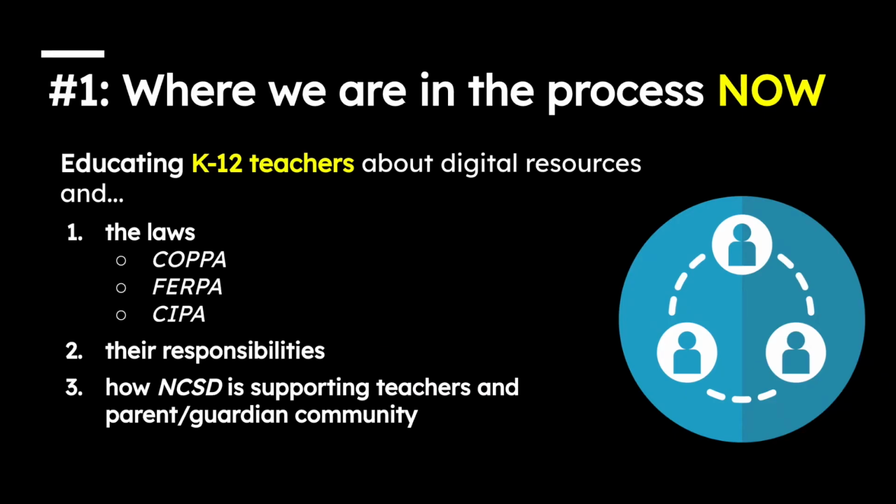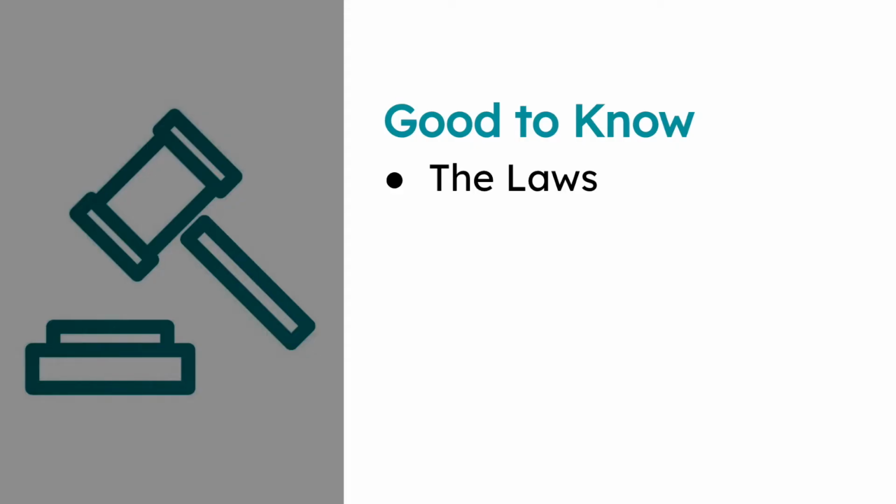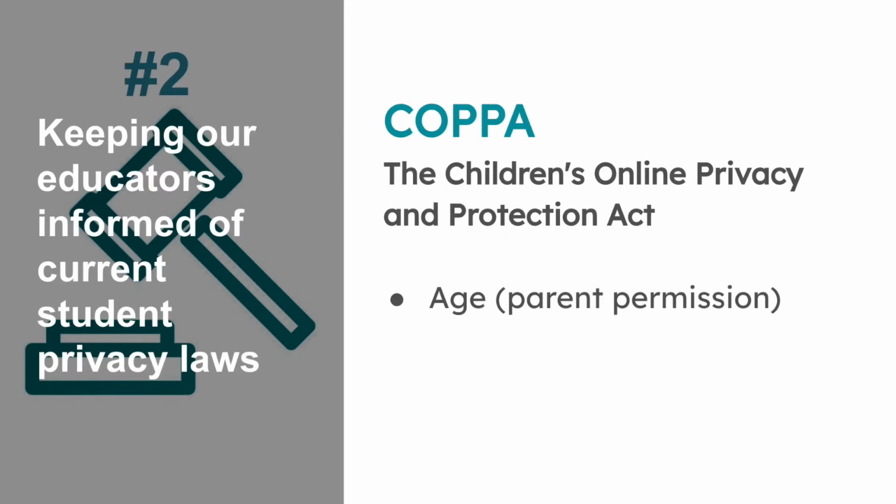This year we broadened our scope of educating and communicating about this topic to all of our K-12 teachers, as well as our parent guardian community. As you work with digital tools and communicate with parents or guardians, it is important to know and understand the laws. COPPA, also known as the Children's Online Privacy and Protection Act, is a law relating to how websites, applications, and other online operators collect data and personal information from students under the age of 13. This law can be found on the Federal Trade Commission website.